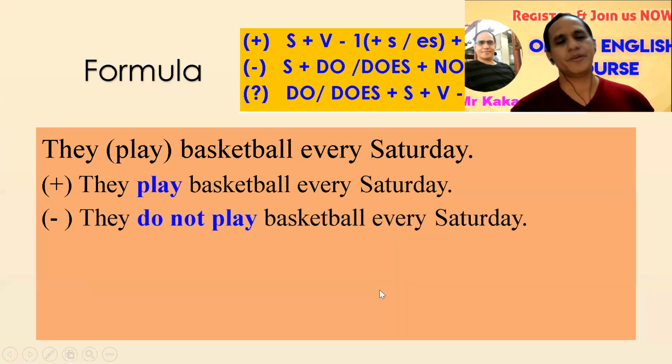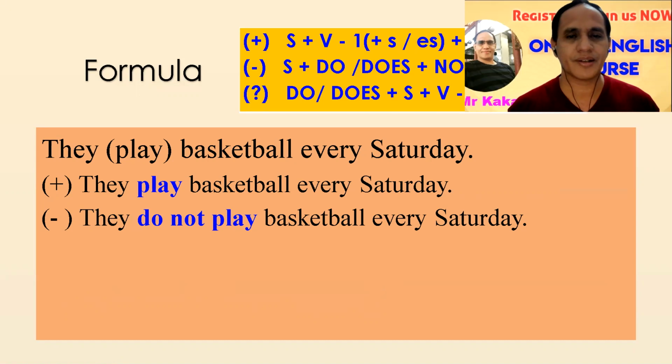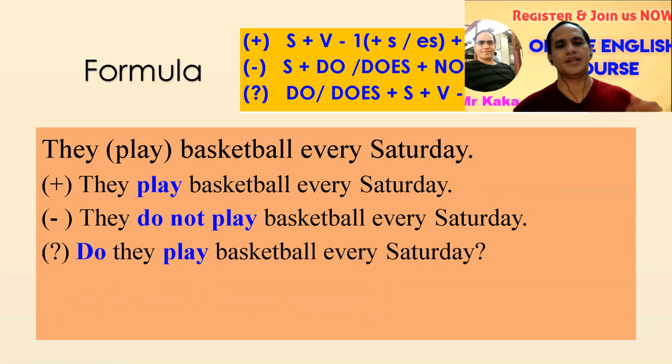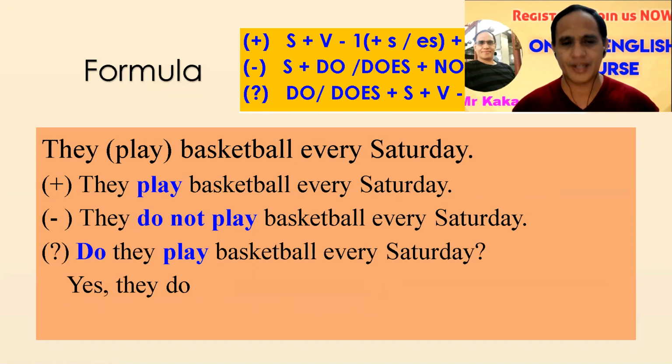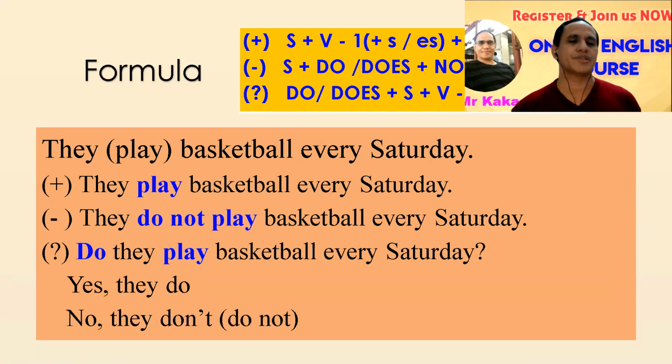Okay, right? And if you want to change the sentence into the negative form of simple present tense, it will be: They do not play basketball every Saturday. And what about the interrogative form? Let's see here: Do they play basketball every Saturday? If you think that they do it every Saturday, you will say, yes, they do. But if you think that they don't do it, you will answer, no, they don't.